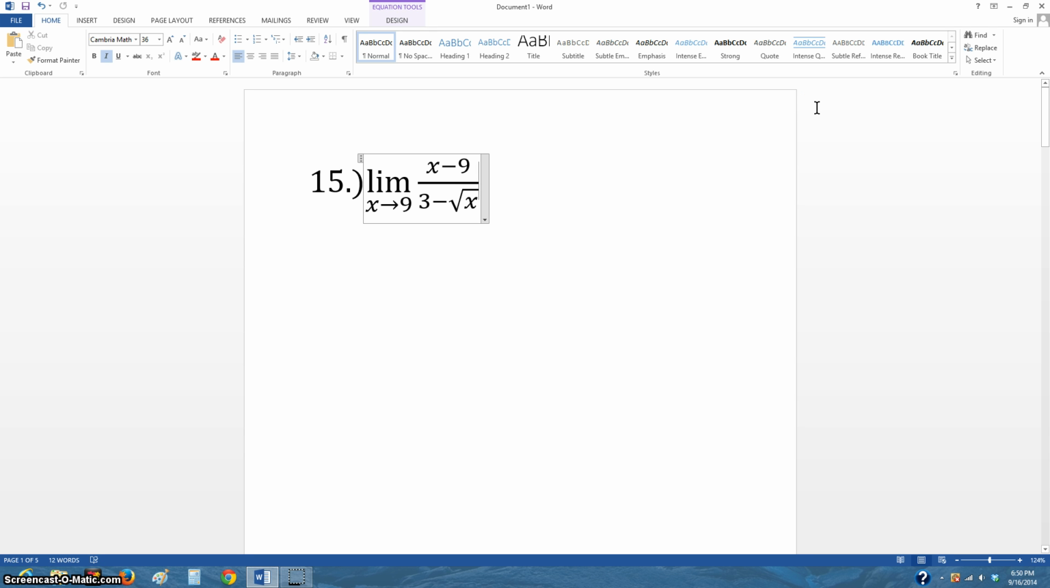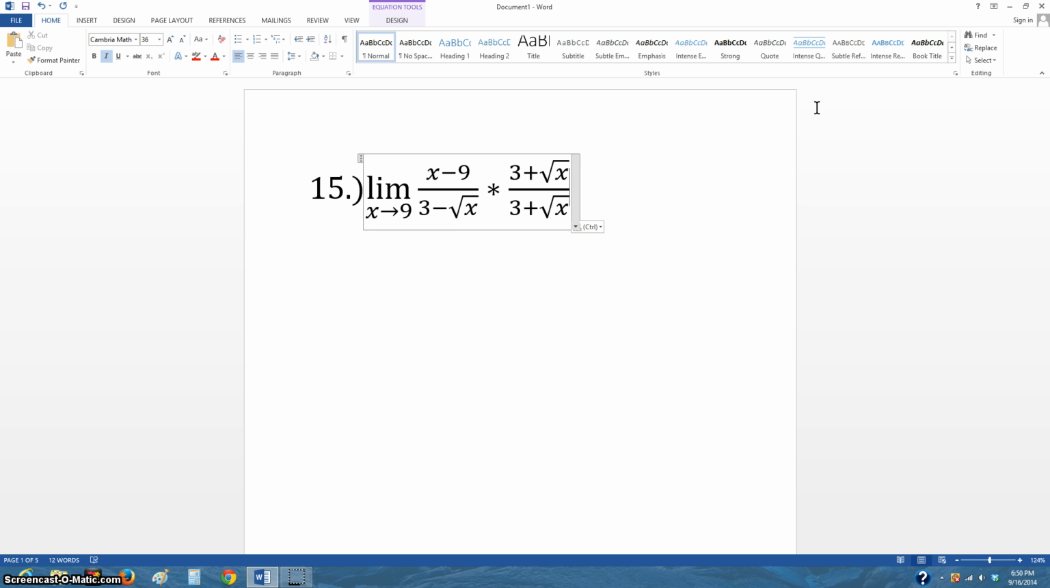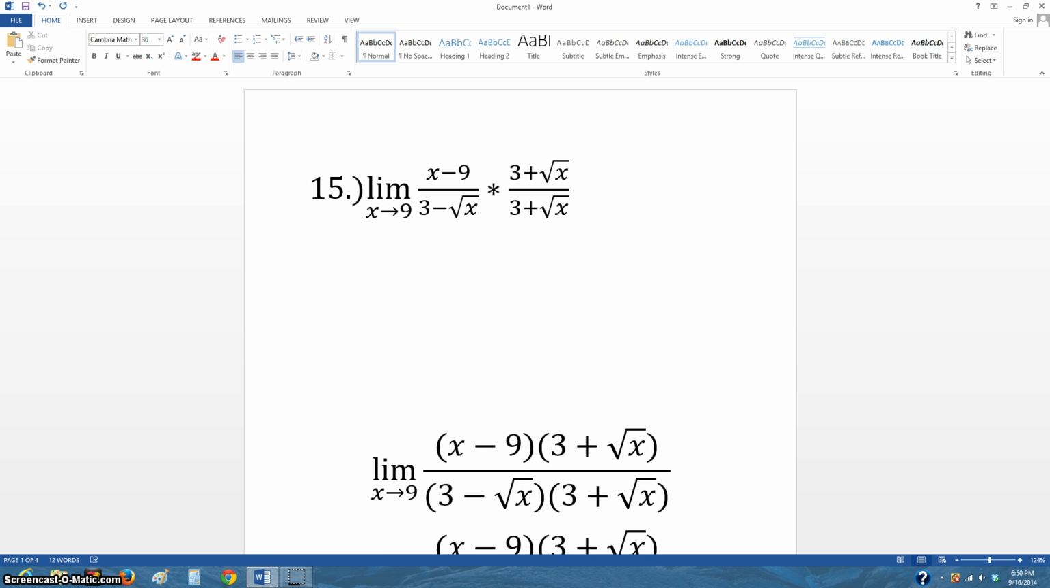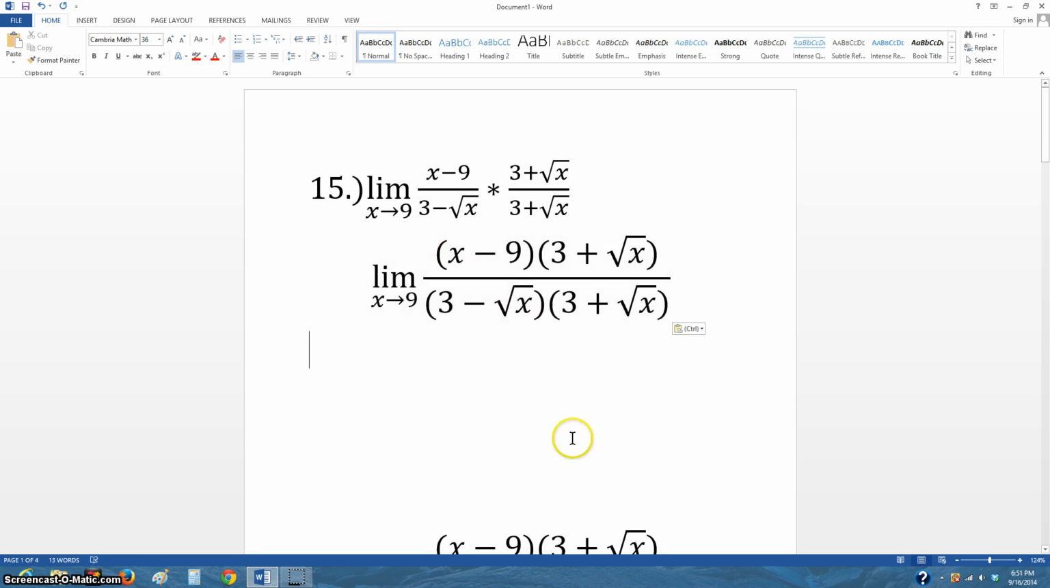In this case, what do you think we should do? The conjugate. So we need to multiply by the conjugate of the denominator. In this case, it will be 3 plus the square root of x over 3 plus the square root of x. Great. Okay, so now at this point, I have a fraction times a fraction. So what I'm going to do is just combine it into one complete fraction, which I have there. So all I did was just combine the top for both and then the bottom for both.